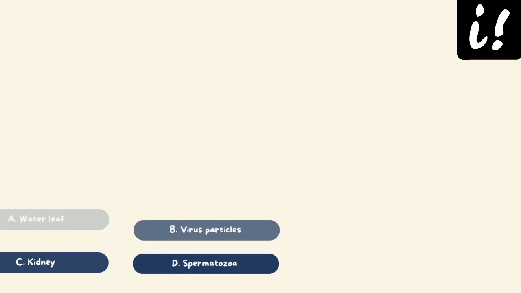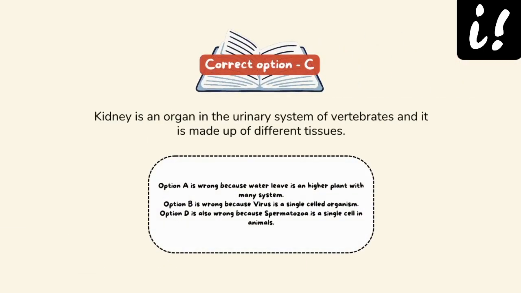The correct option is C. Kidney is an organ in the urinary system. A is wrong because water leaf is a higher plant. B is wrong because virus is a single cell, and D is wrong because spermatozoa is a single cell in animals.